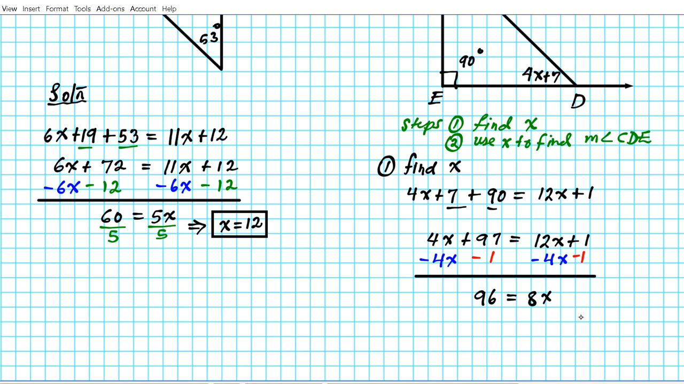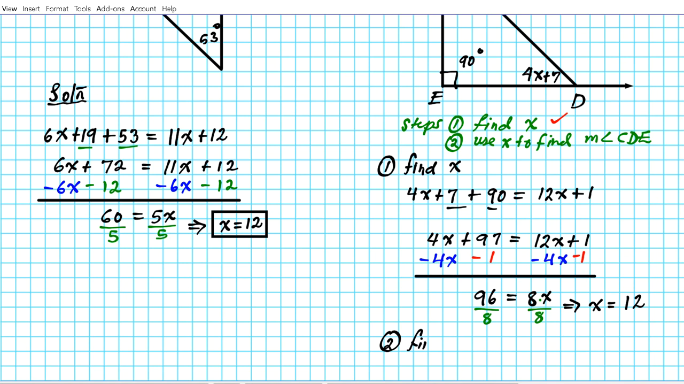All right. And now we are going to proceed to get x isolated. To do that, we just divide both sides by 8. Alrighty, and then we get x equals what? X is 96 divided by 8, which is 12. Is this our answer, ladies and gentlemen? No, you gotta be careful here. We just did step 1, which is to find x. Now we need to do step 2, which is to find the measure of angle CDE.